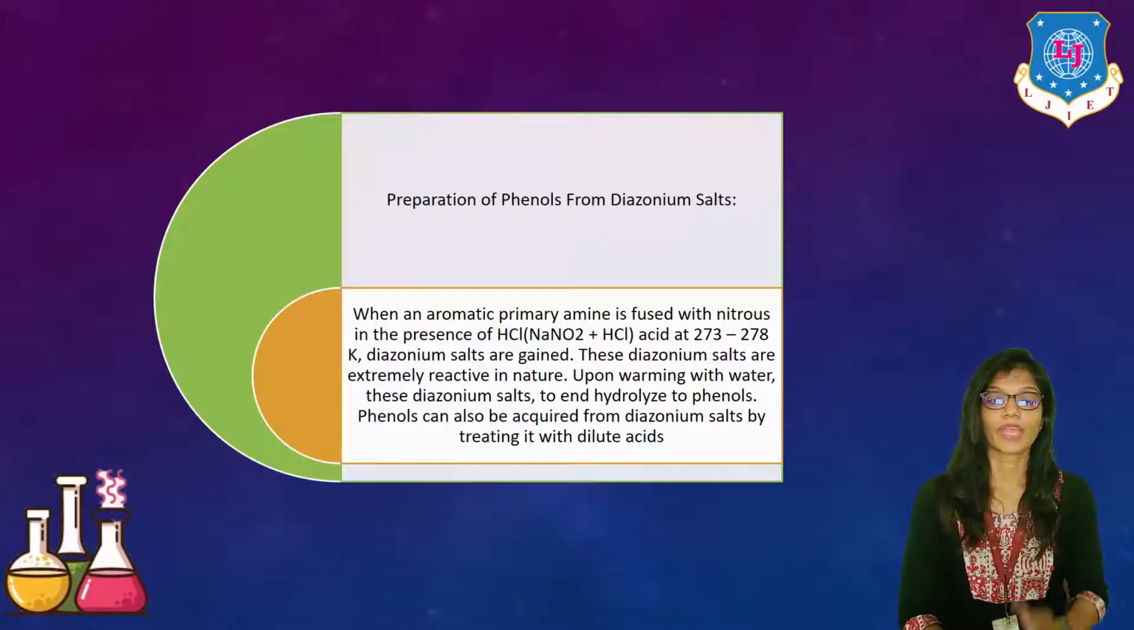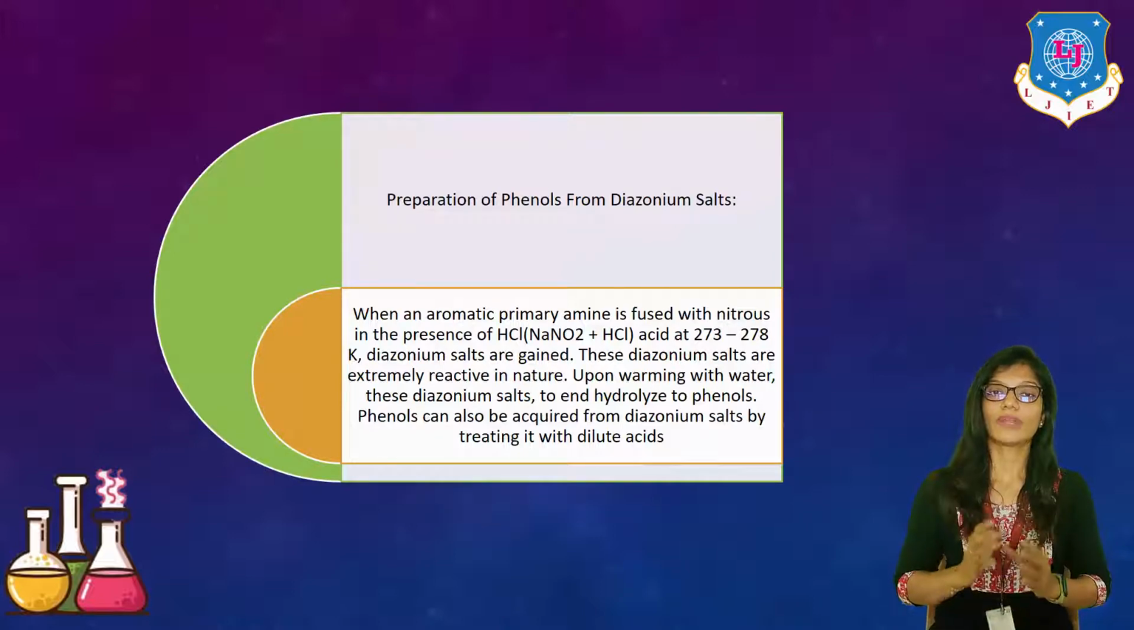Another one is preparation of phenols from diazonium salts. When an aromatic primary amine is treated with nitrous acid, that is NaNO2 plus HCl at 273 to 278 Kelvin, diazonium salts are formed. These diazonium salts are extremely reactive in nature, and when warmed with water, they hydrolyze to phenols.